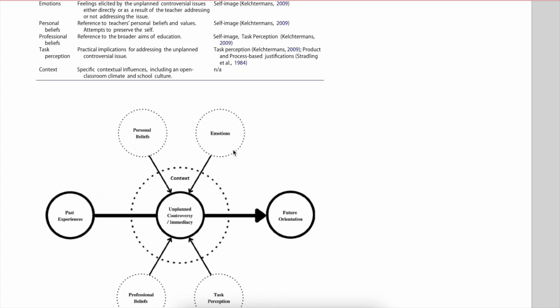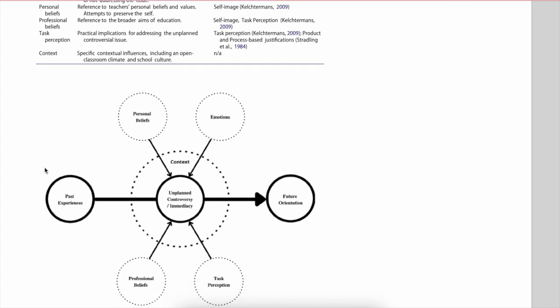Now, other things that are maybe not the primary core of the model, but also totally relevant and related, emotions. So you see emotions are in here as well. And of course, all of this is existing in a context, which we'll get to. But emotions are feelings elicited by the issues, either directly or thinking, here's some emotions I'm going to feel if I address it, or here's some emotions I'm going to feel if I don't address it. That was huge for people.